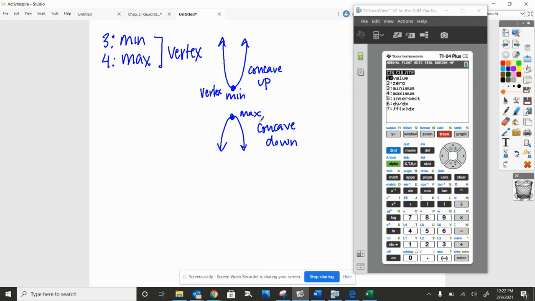The function on my screen right now that I graphed is concave up. Let me go back to it. There's our graph. So I'm going to pick min. I want to figure out what this minimum is. I go back to that menu, it's always second trace, and I'm going to go to number 3.